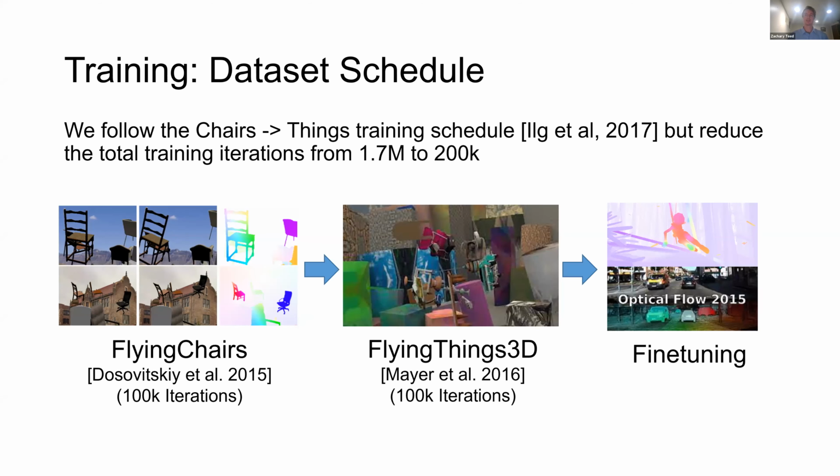Since we need ground truth optical flow, and this is typically very difficult to obtain in practice, we train primarily on synthetic data. So we follow the standard FlyingChairs to FlyingThings training schedule that was proposed in the FlowNet 2 paper, but we reduced the total number of training iterations from 1.7 million down to 200,000. So this is much faster to train than some of these prior flow networks.